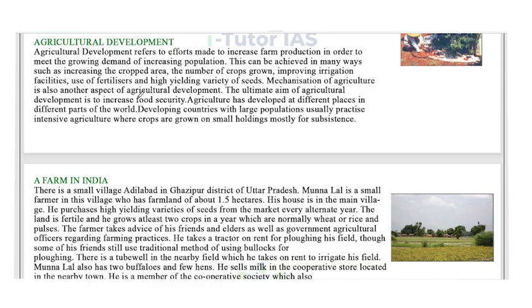Mechanization of agriculture is also another aspect of agriculture development. The ultimate aim of agriculture development is to increase food security. Okay, we know the ultimate aim is to increase food security. Agriculture has developed at different places in different parts of the world. Developing countries with large populations usually practice intensive agriculture, where crops are grown on small holdings, mostly for subsistence.